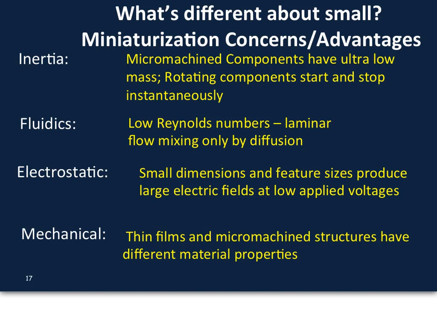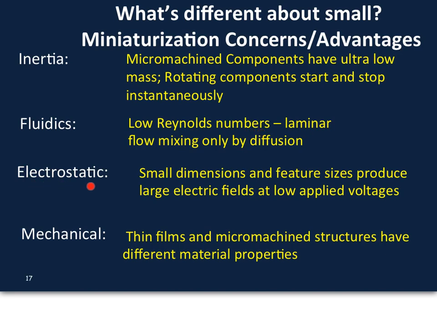Some of the concerns or advantages we have to think about relate to things like inertia. For example, micromachine components have super low mass, right? And so rotating components like a little disc that you rotate up and down will start and stop essentially instantaneously, so the friction will stop them instantaneously. In fluidics, we work with really low Reynolds numbers, and so you get laminar flow, with mixing only by diffusion. And it turns out that it's very easy to predict exactly how fluids are going to flow when we are looking at low Reynolds numbers in microfluidic devices.